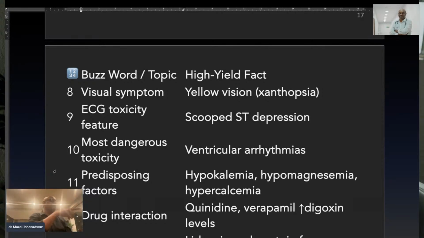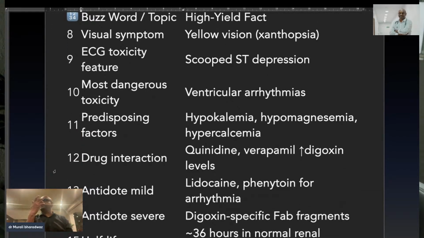Scooped ST depression. ST depresses and scooped. That's called Salvador Dali's mustache. He's a Spanish artist. The most dangerous toxicity is ventricular arrhythmia. And what leads to digitalis toxicity, don't forget: hypokalemia, hypomagnesemia, and hypercalcemia. One rule: hypokalemia predisposes to digitalis toxicity, but hyperkalemia is the consequence of digitalis toxicity.